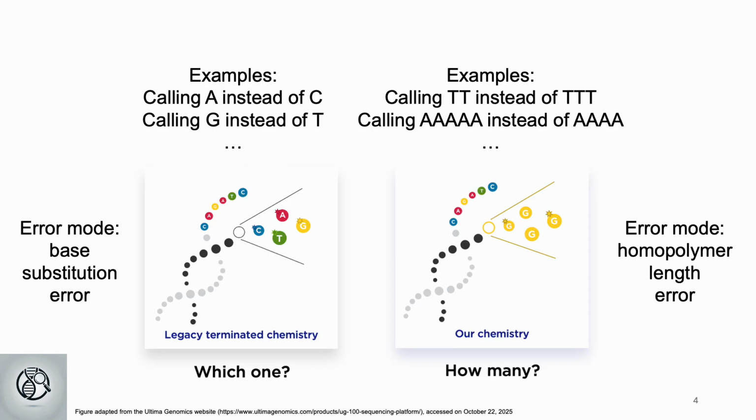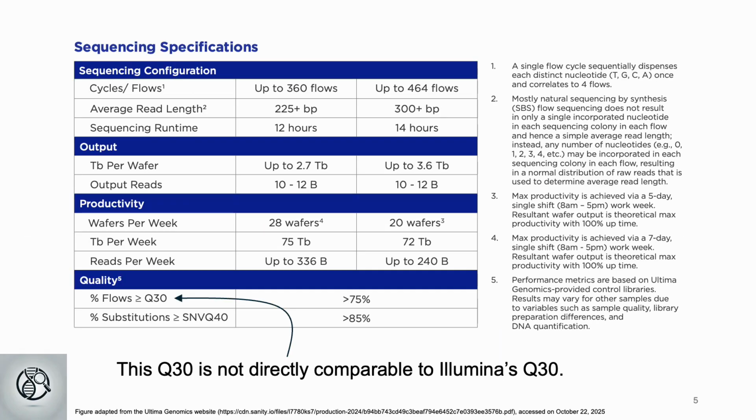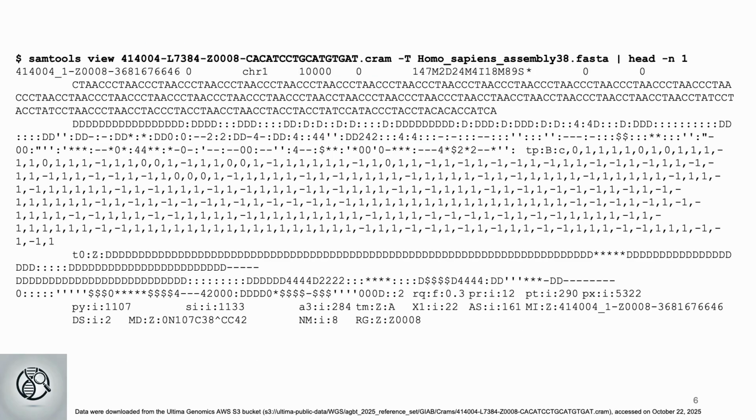To recap, the primary error mode for Illumina is base substitution, while for Ultima it's homopolymer length. Therefore, Illumina and Ultima Q30 values aren't directly comparable. The Q30 metric models substitution errors for Illumina, but homopolymer length or indel errors for Ultima. Because indels are harder to model, Ultima scores may appear lower, but that's expected and not a sign of poorer data quality. Let's take a look at an actual sequence read from an Ultima CRAM file.